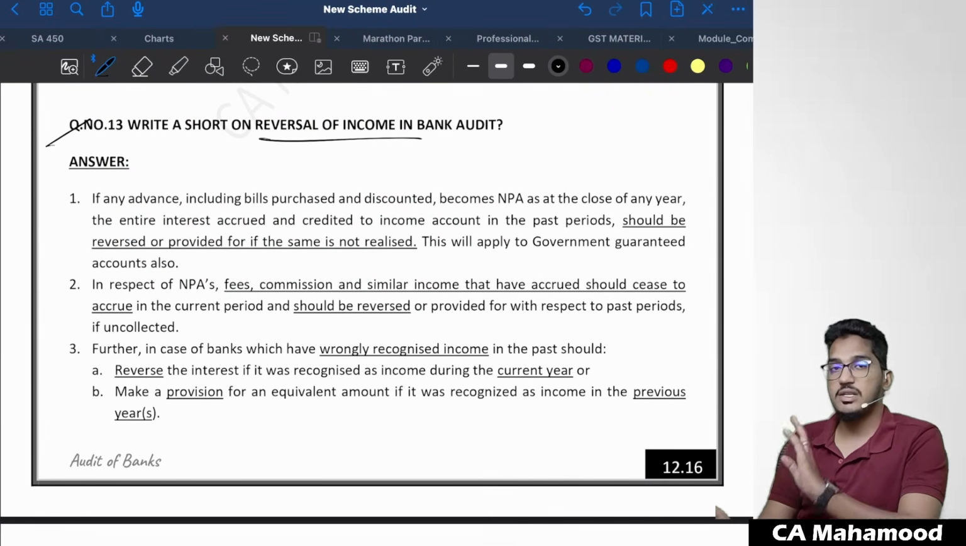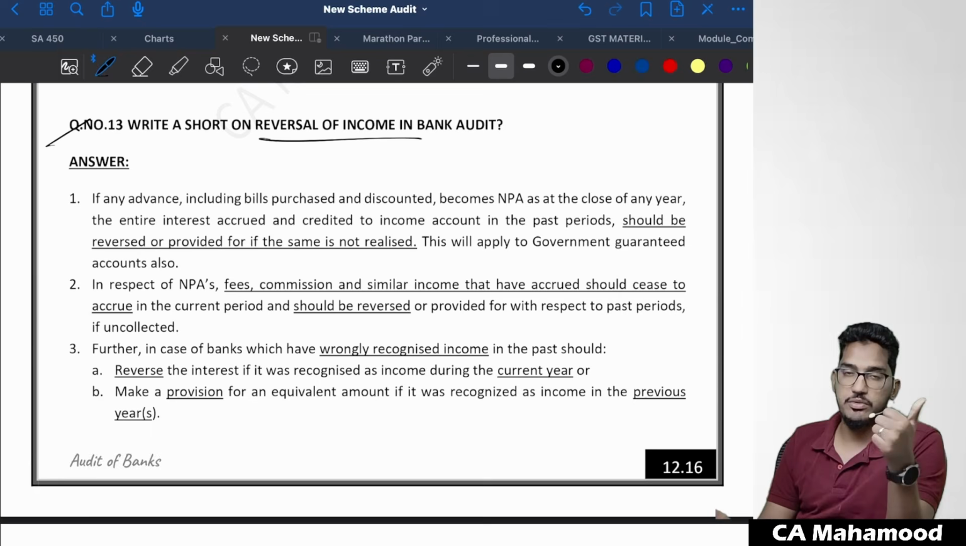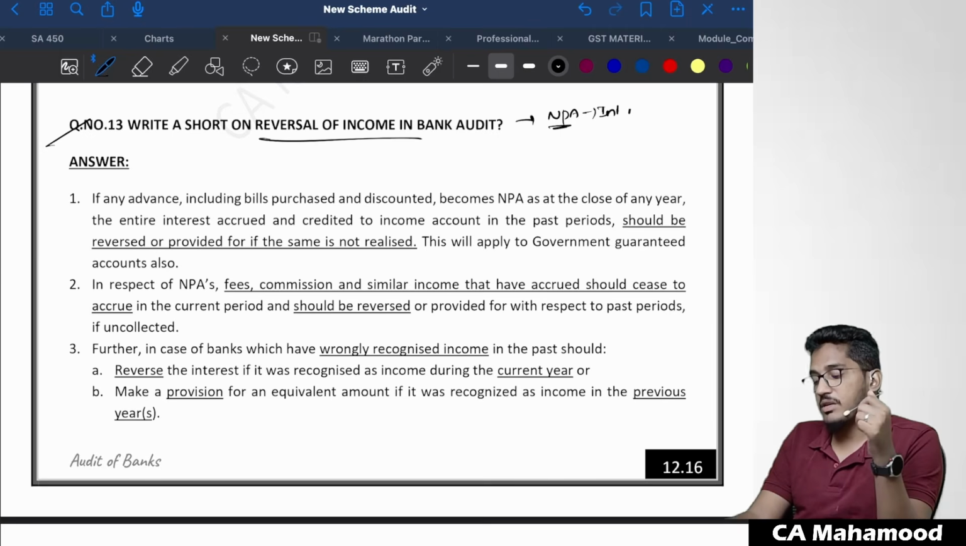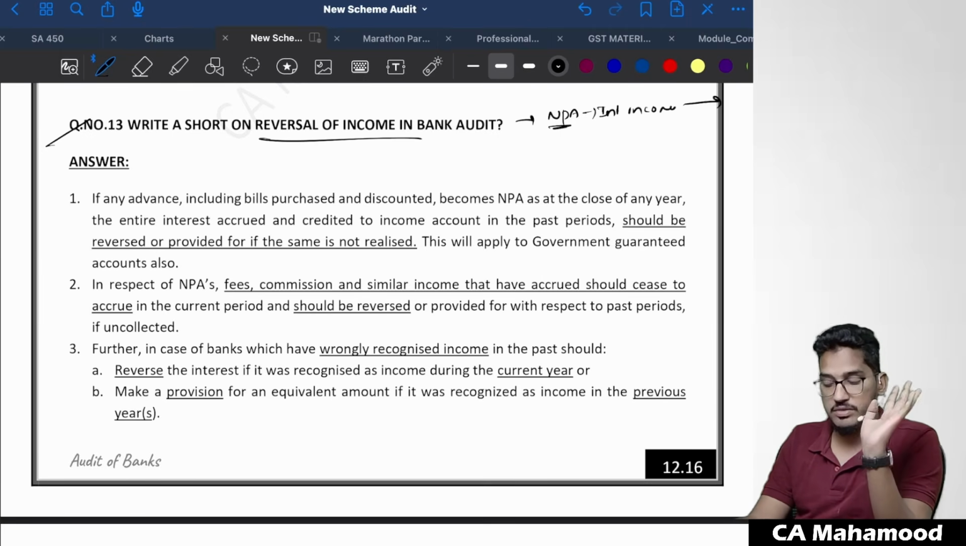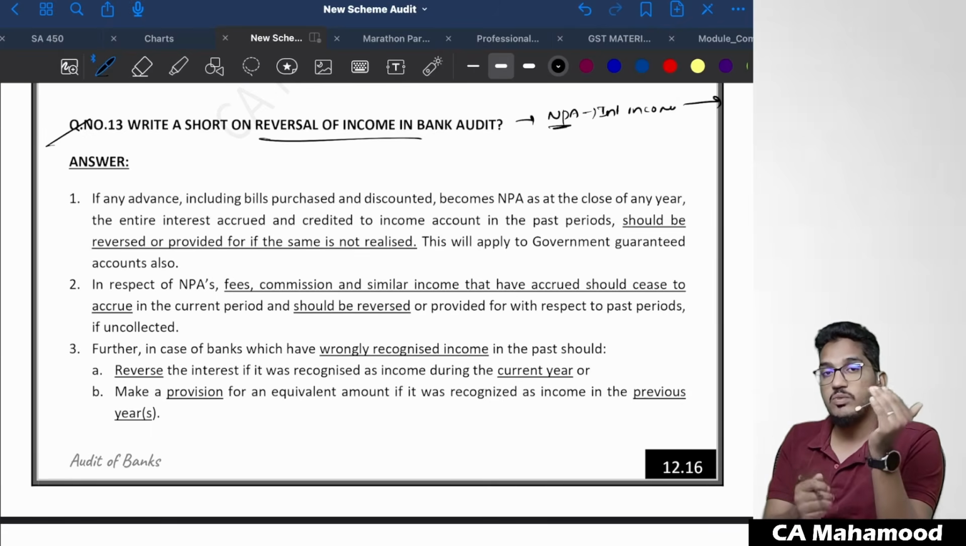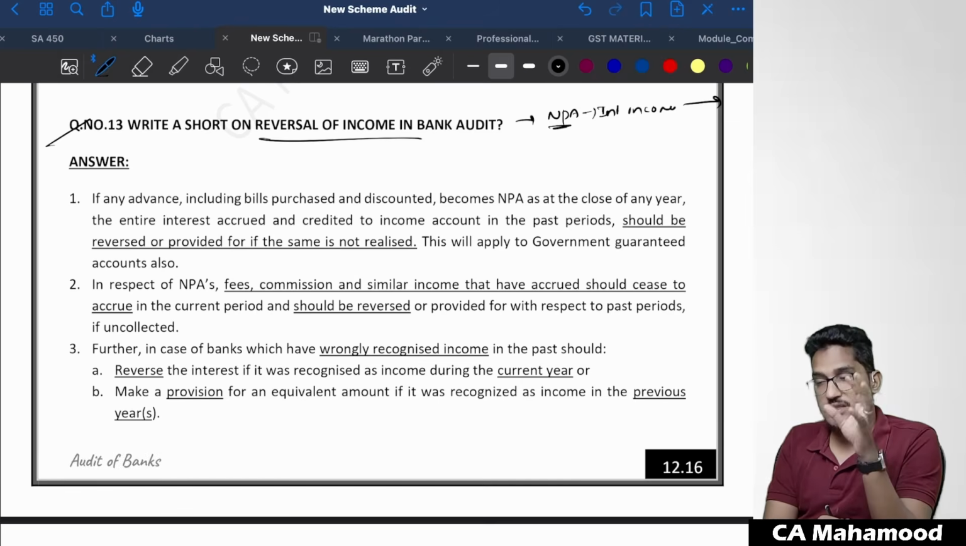Very short question. In what circumstances will you reverse the income? I have already told you. In case the account turns out to be NPA, whatever interest income you have already recognized but not yet realized, you have to reverse it. As I've already told you, when an account turns out to be NPA, going forward, we'll stop accruing the income. But whatever income we have already recognized, if it is not yet realized, that also we have to reverse it back.